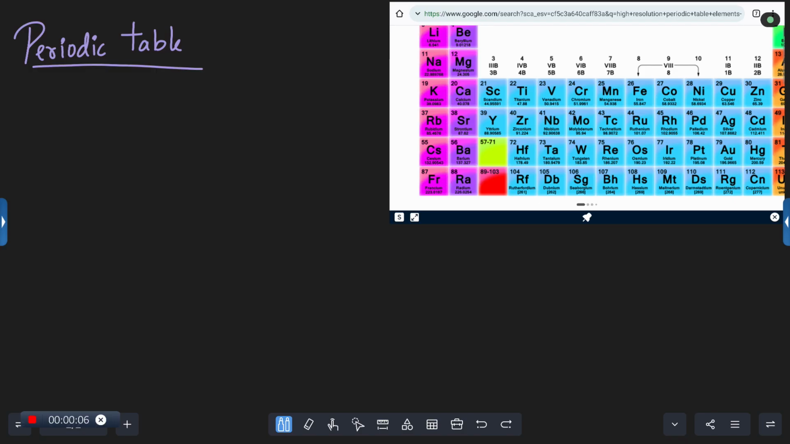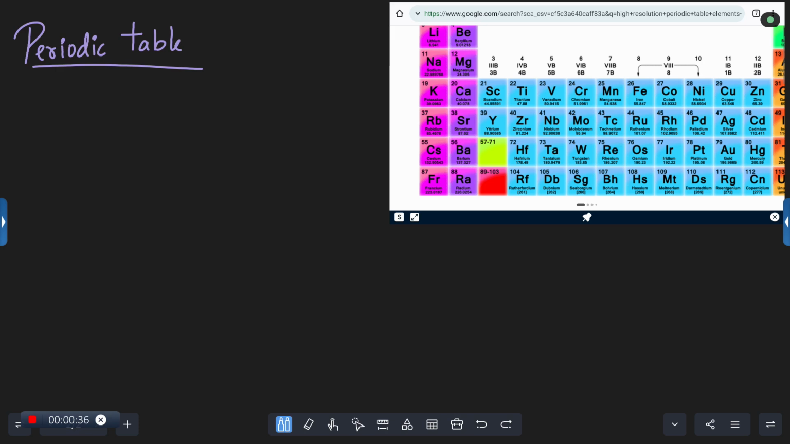Periodic table, we had seen that periodic table is classified into how many blocks? 4 blocks, right? It is based on which part of the quantum number? Which quantum number? Azimuthal quantum number. That is about S, P, D, and F, right? So based on the azimuthal quantum number, you have 4 blocks, right?